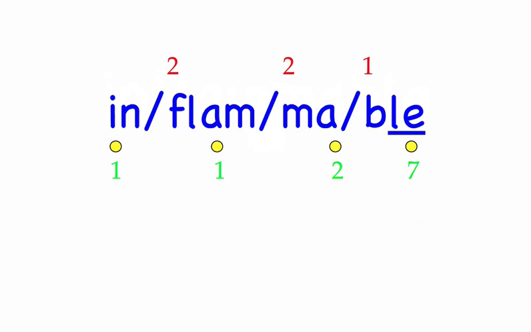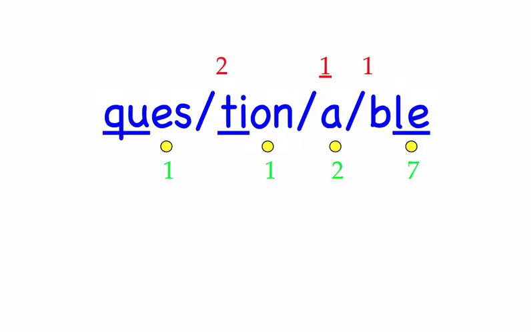This is a 4-syllable word. The first syllable is ques. 4 sounds. The first 2 sounds are qua, e, s. Shan, 3 sounds. Sh, a, n. A, 1 sound. Bull, 2 sounds. B, ul. Ques, shan, a, bull. Mark the word.